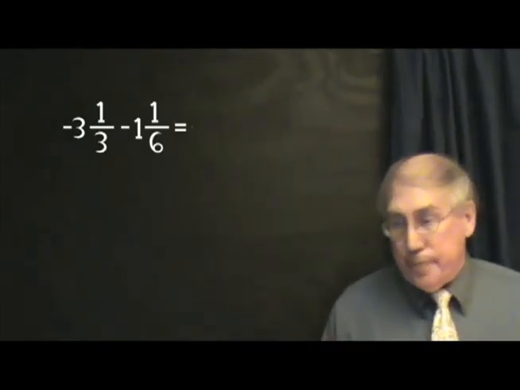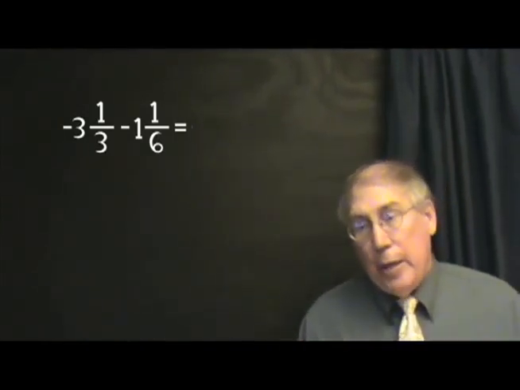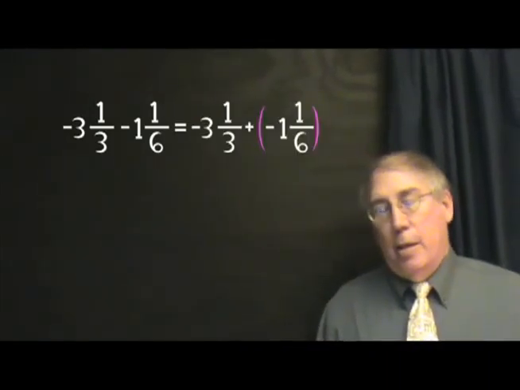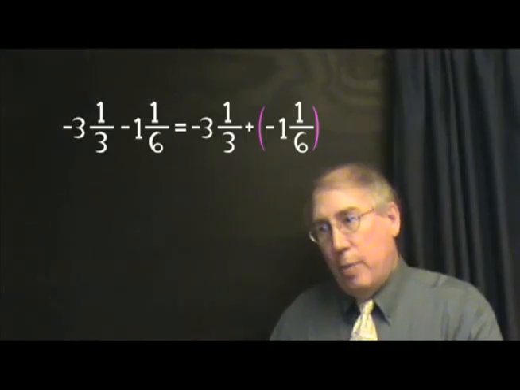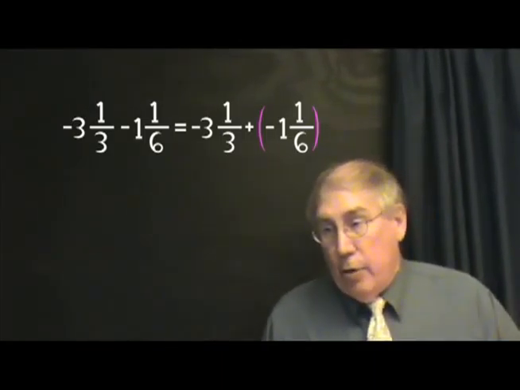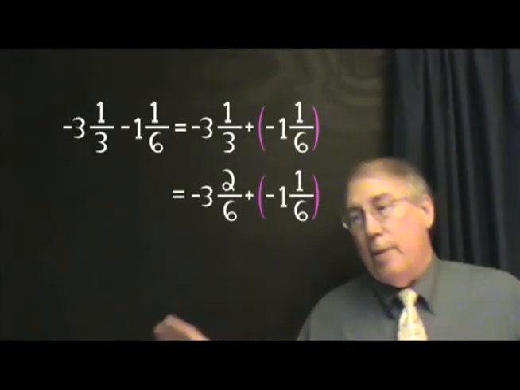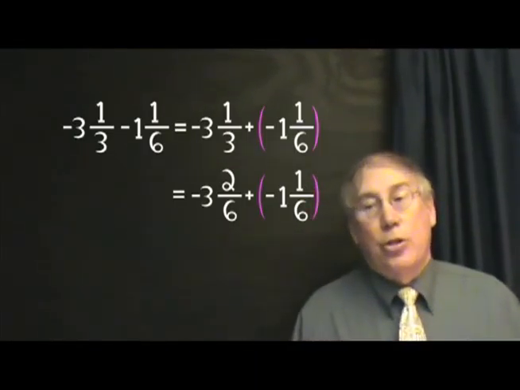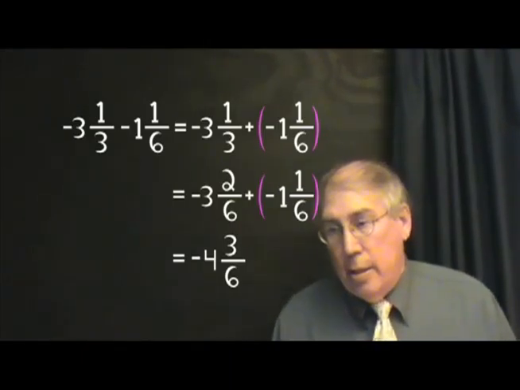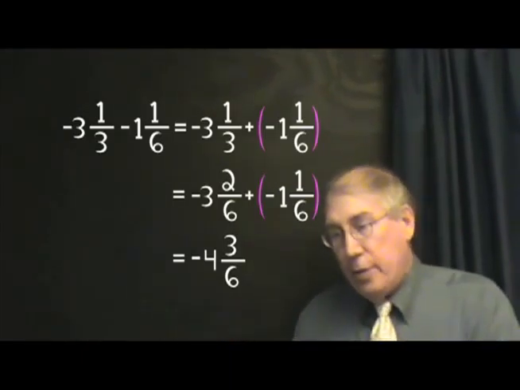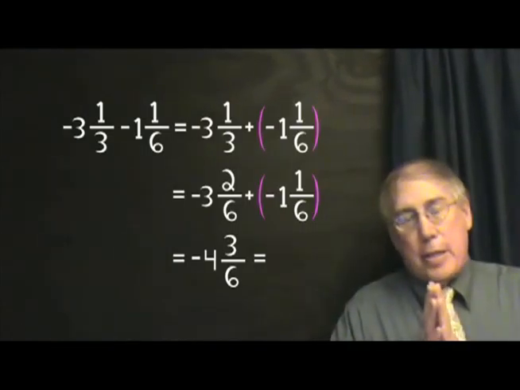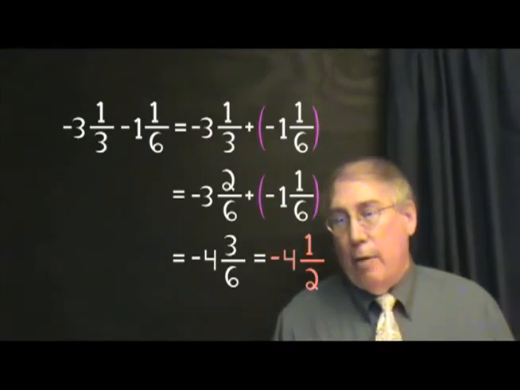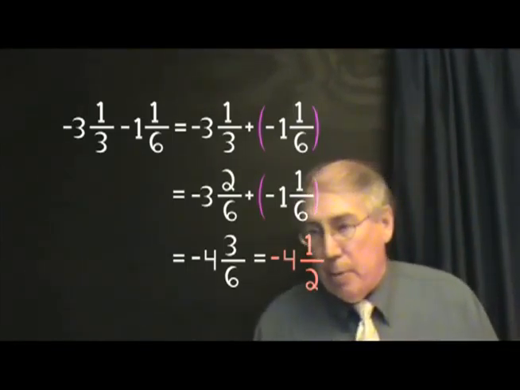We have fractions. Now when we rewrite this, we'll get negative 3 1/3 plus a negative 1 1/6. Now the signs are the same, so we'll just add them, but first we need to work with our fractions. The 1/3 is the same as 2/6, and if we add those together we'll get negative 4 3/6, but the 3/6 is just 1/2 when reduced, so we get negative 4 1/2 on this problem.